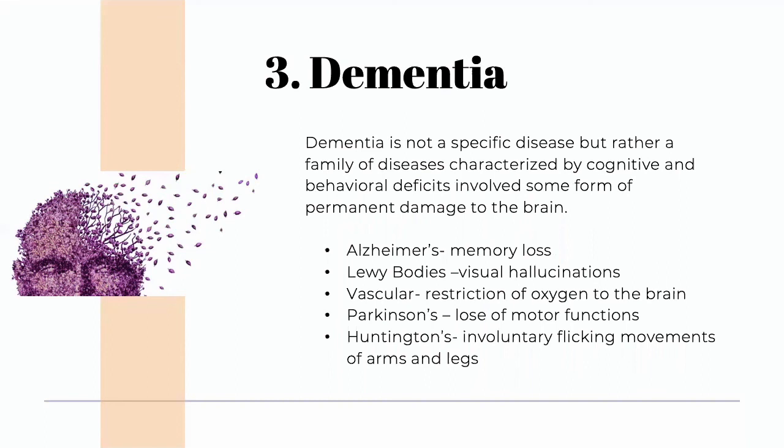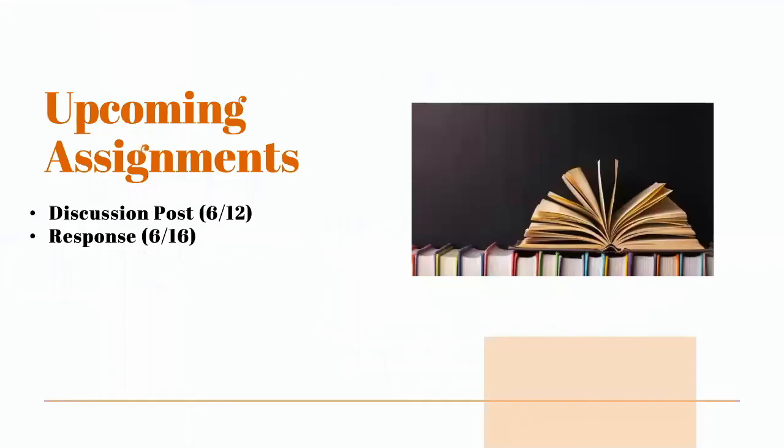Next is dementia. Dementia is not a specific disease, but rather a family of diseases characterized by cognitive and behavioral deficits involving some form of permanent damage to the brain. The most popular one is Alzheimer's disease, which accounts for 60 to 80% of dementia. Then there are Lewy bodies, which involve hallucinations; vascular, which is a reduction in oxygen to the brain, usually caused by some incident; Parkinson's disease, which involves loss of motor functions; and Huntington's, which involves involuntary flicking motions of the arms and legs.